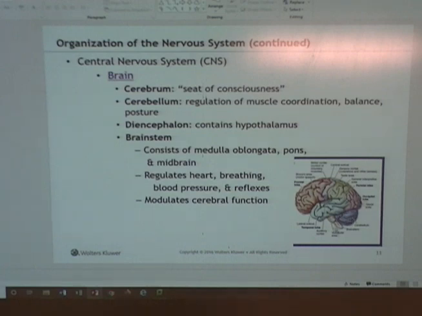Okay, the brainstem is in here, and it's responsible for regulating our heartbeat, our breathing rate, our blood pressure, the reflexes. Okay.